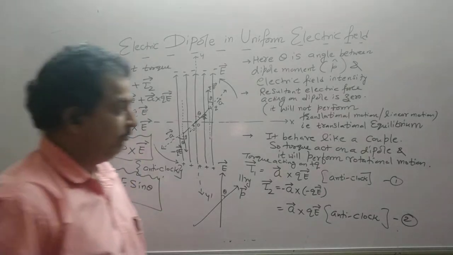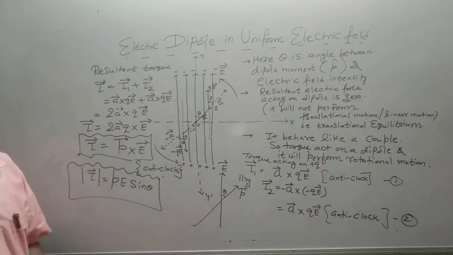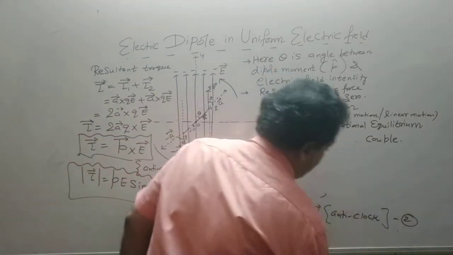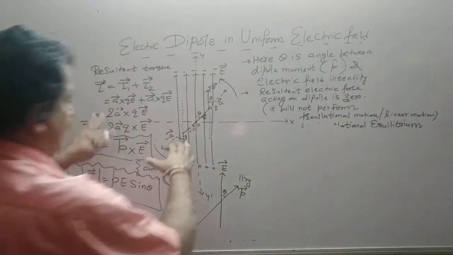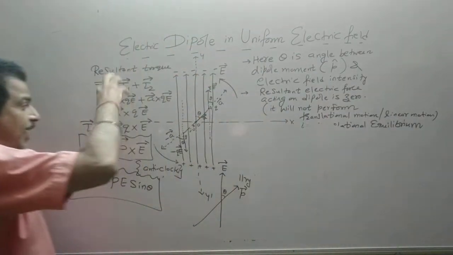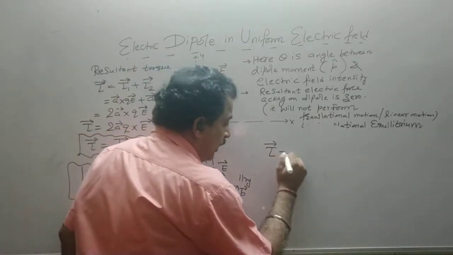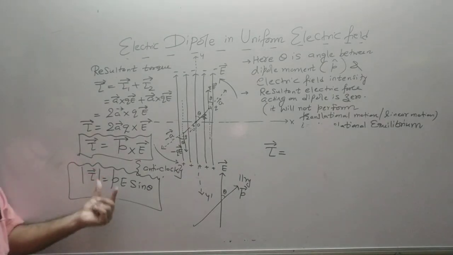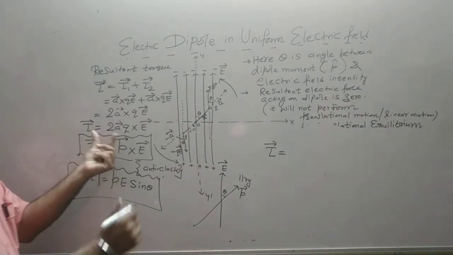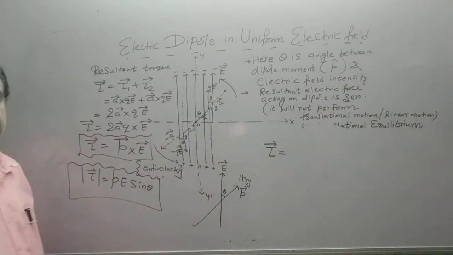Now this is one way to determine the torque acting on a dipole. This is what the behavior is. Instead of finding tau 1, tau 2 and then adding them, I can directly write tau is equal to, now this distance is the perpendicular distance between the two lines of action of force.